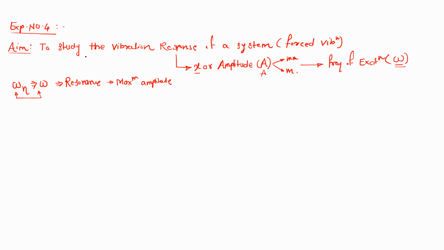So when we design any vibratory system, we need to perform one experiment where we can study the response at various values of omega. Omega will vary from 0 to some finite value. This finite value is nothing but the operating range. Within this operating range, we need to observe the response of that system. So this is the aim of this experiment. We want to study the response of the system for various values of omega.